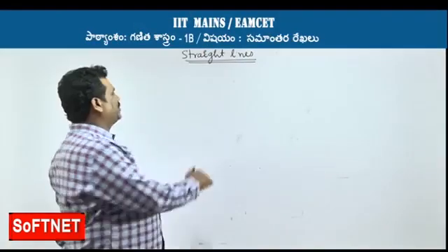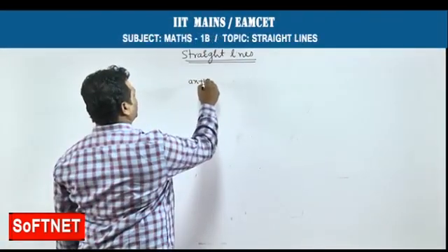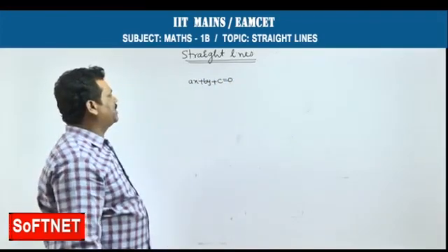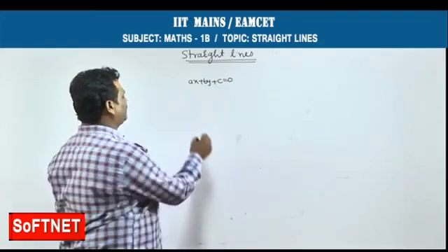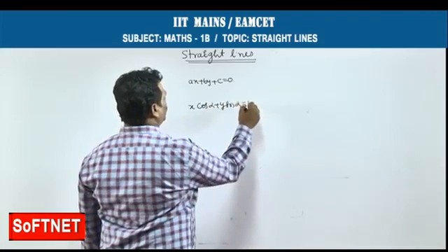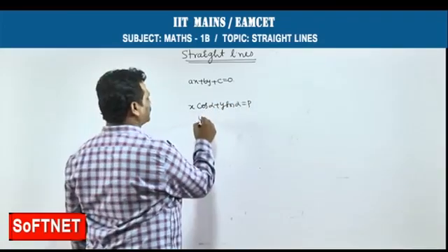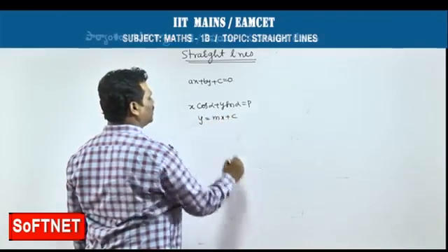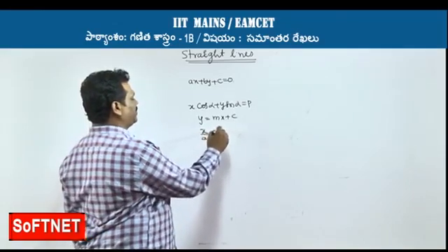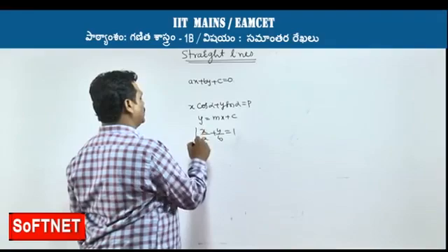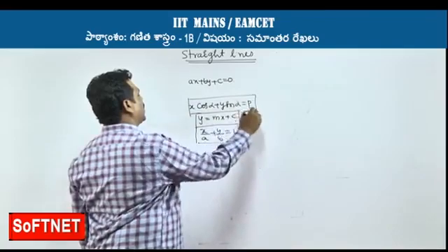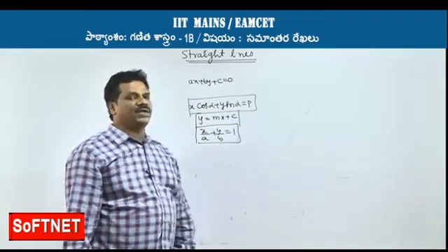Next, what is the general equation of a straight line? It is ax plus by plus c equal to 0. What is the normal form of a straight line? It is x cos alpha plus y sin alpha equal to p. What is the slope intercept form? y is equal to mx plus c. The intercept form is x by a plus y by b equal to 1. The general form is ax plus by plus c equal to 0.